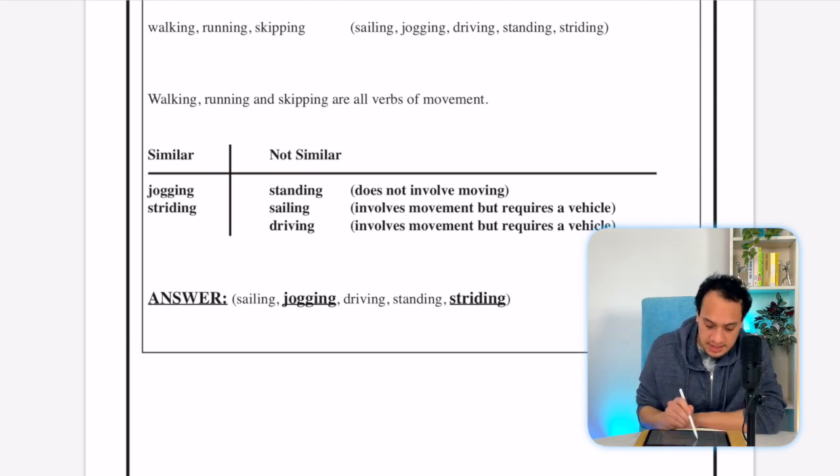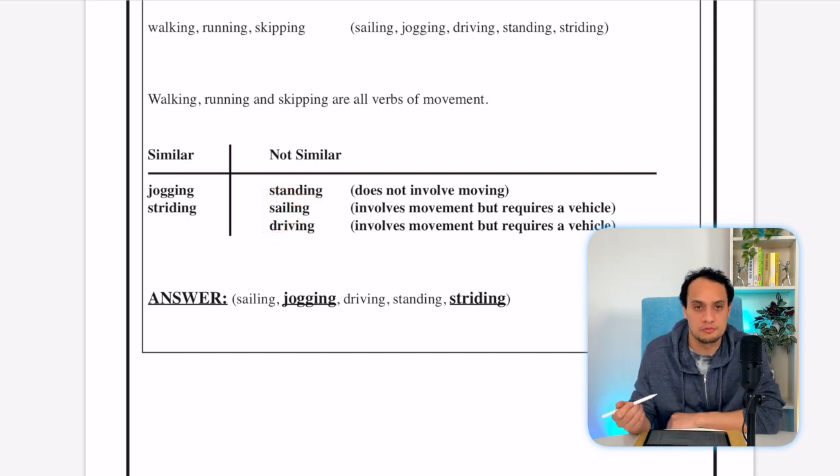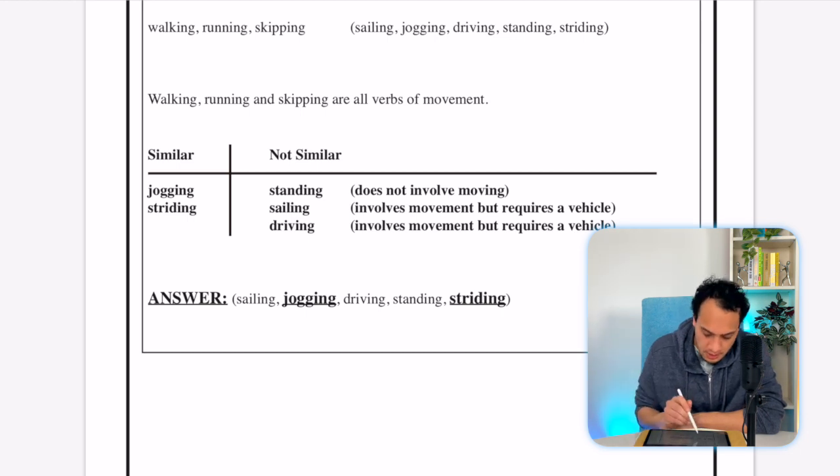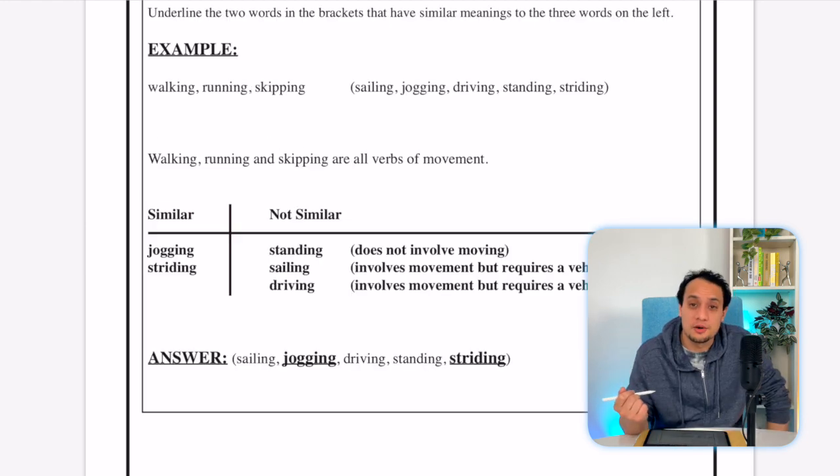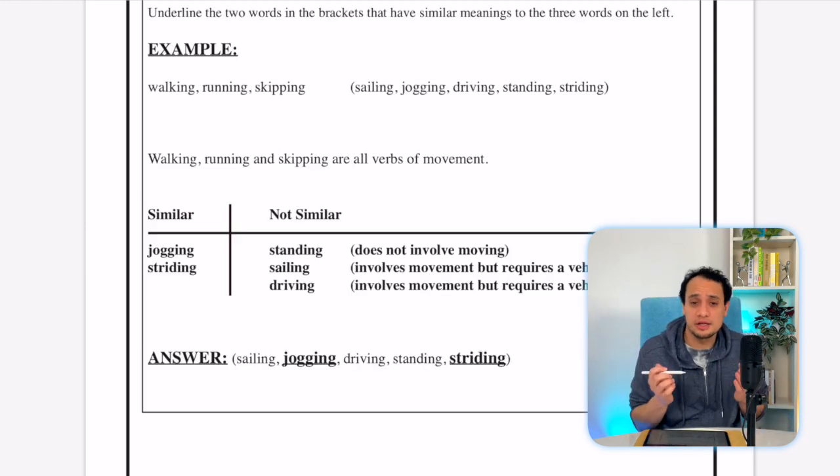However, standing, that's not involving movement. Sailing involves movement but requires a ship or something like that. And driving involves movement but also requires a car or a lorry or something like that, a vehicle. So our answer will be jogging and striding. In order to do well in this verbal reasoning question type, you really need a good vocabulary. So let's look at some practice questions that I've created and we'll see how well you get on.